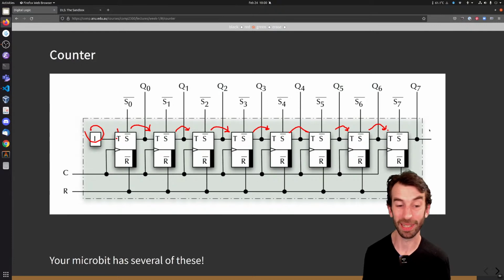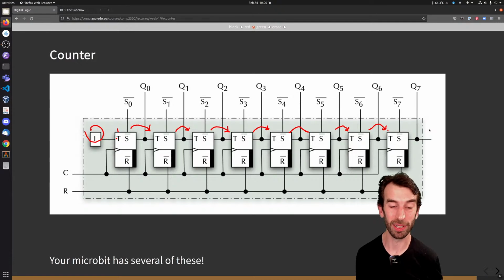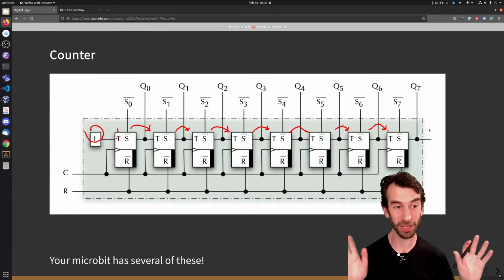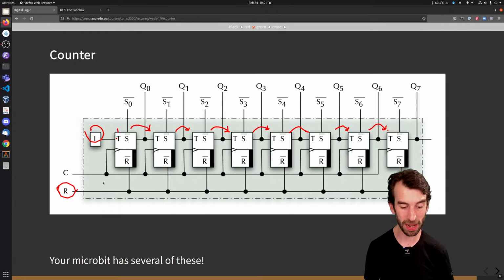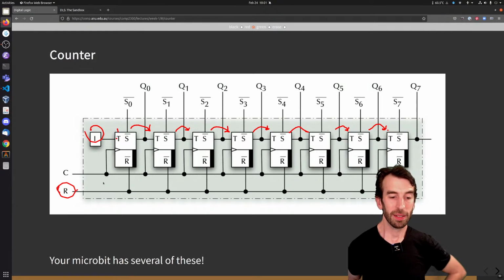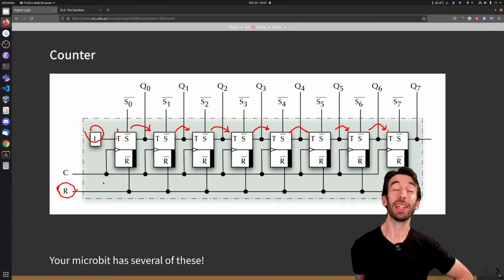Who knows? We could design it so it goes back in the start and starts around again, or it could go somewhere else and give you a signal: I've got to the end of my counting. And we can have a reset line that can reset all of them together, so that we can stop our counter. And actually, counters are a really useful thing in computers.